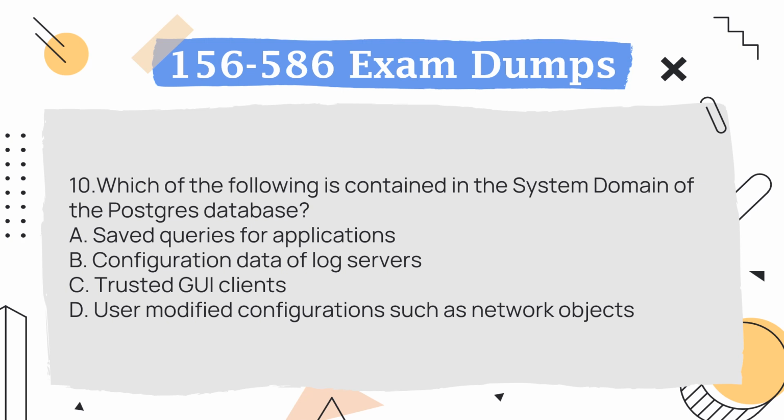10. Which of the following is contained in the system domain of the Postgres database? A. Saved queries for applications. B. Configuration data of log servers. C. Trusted GUI clients. D. User-modified configurations such as network objects.